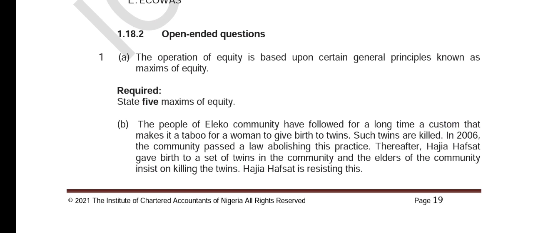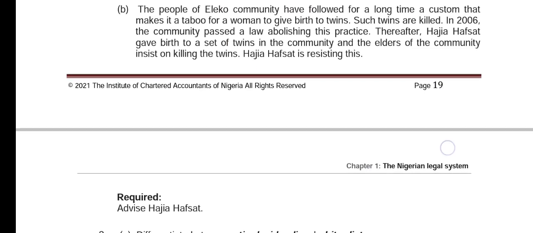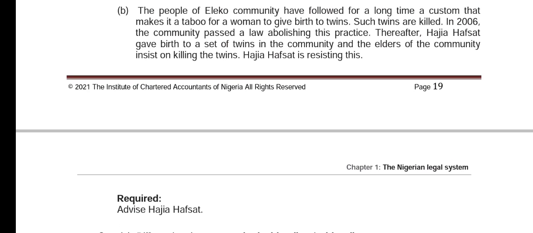Okay, now the people of Eleko community have followed for a long time a custom that makes it a taboo for a woman to give birth to twins. Such twins are killed, and in 2006 the community passed a law abolishing this practice. Thereafter, Ijaf Fisat gave birth to a set of twins in the community, and the elders of the community insist on killing the twins. Ijaf Fisat is resisting. I should advise Ijaf Fisat.